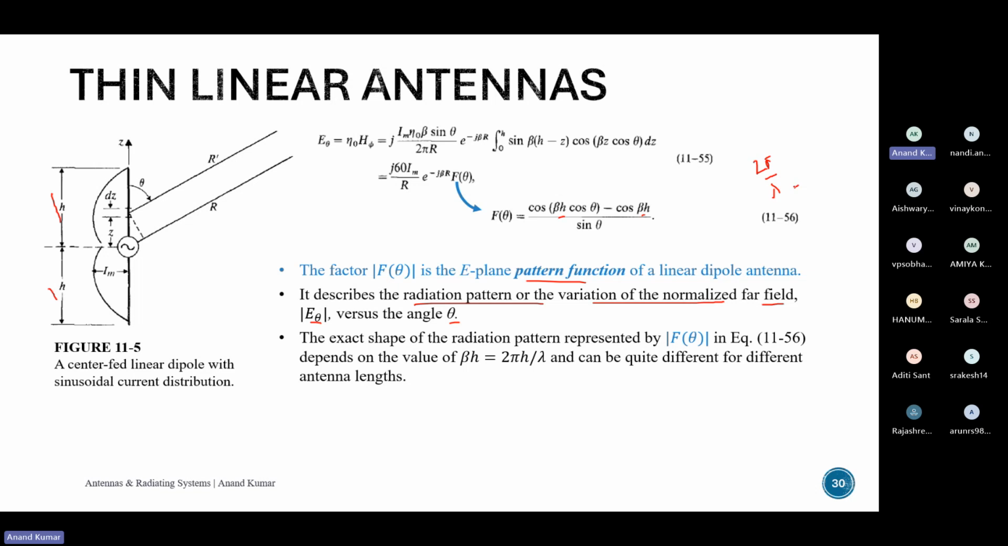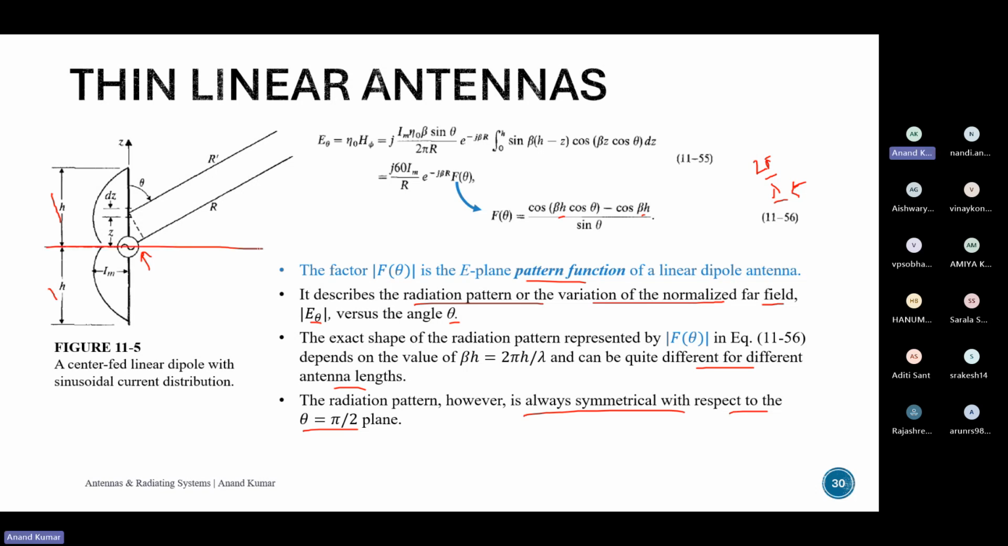if the wavelength also changes, that is the excitation for different lambda values, this will also change, and it will be different for different antenna lengths. The pattern is however symmetrical with respect to theta equal to pi by 2. So this particular line over here is theta equal to pi by 2, and it will be symmetric on both the sides.